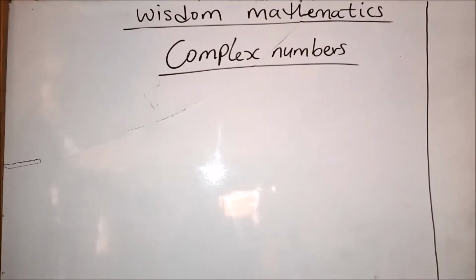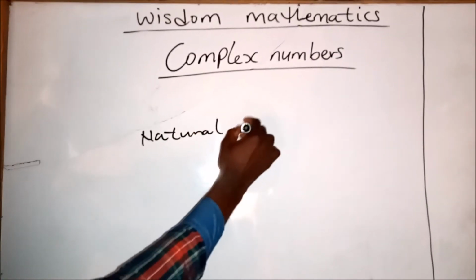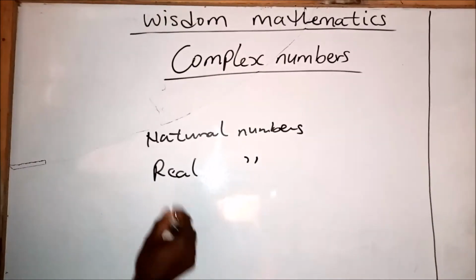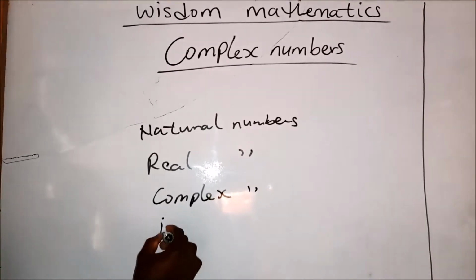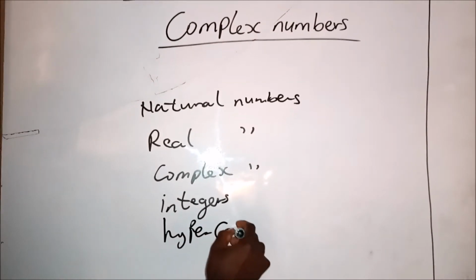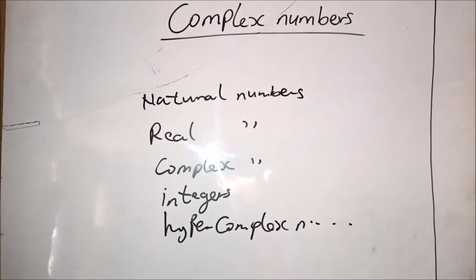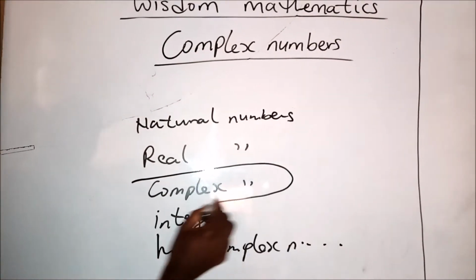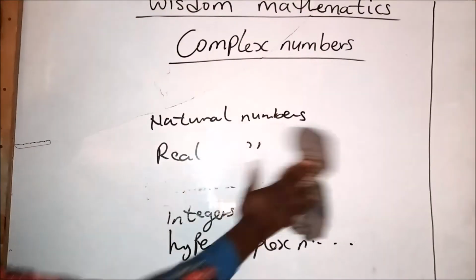In mathematics, we have different types of numbers. We have natural numbers, real numbers, complex numbers, integers, hyper complex numbers, and so on. Now, in this particular video, our main concern is to look at complex numbers. To start, we first of all need to know the meaning of complex numbers.